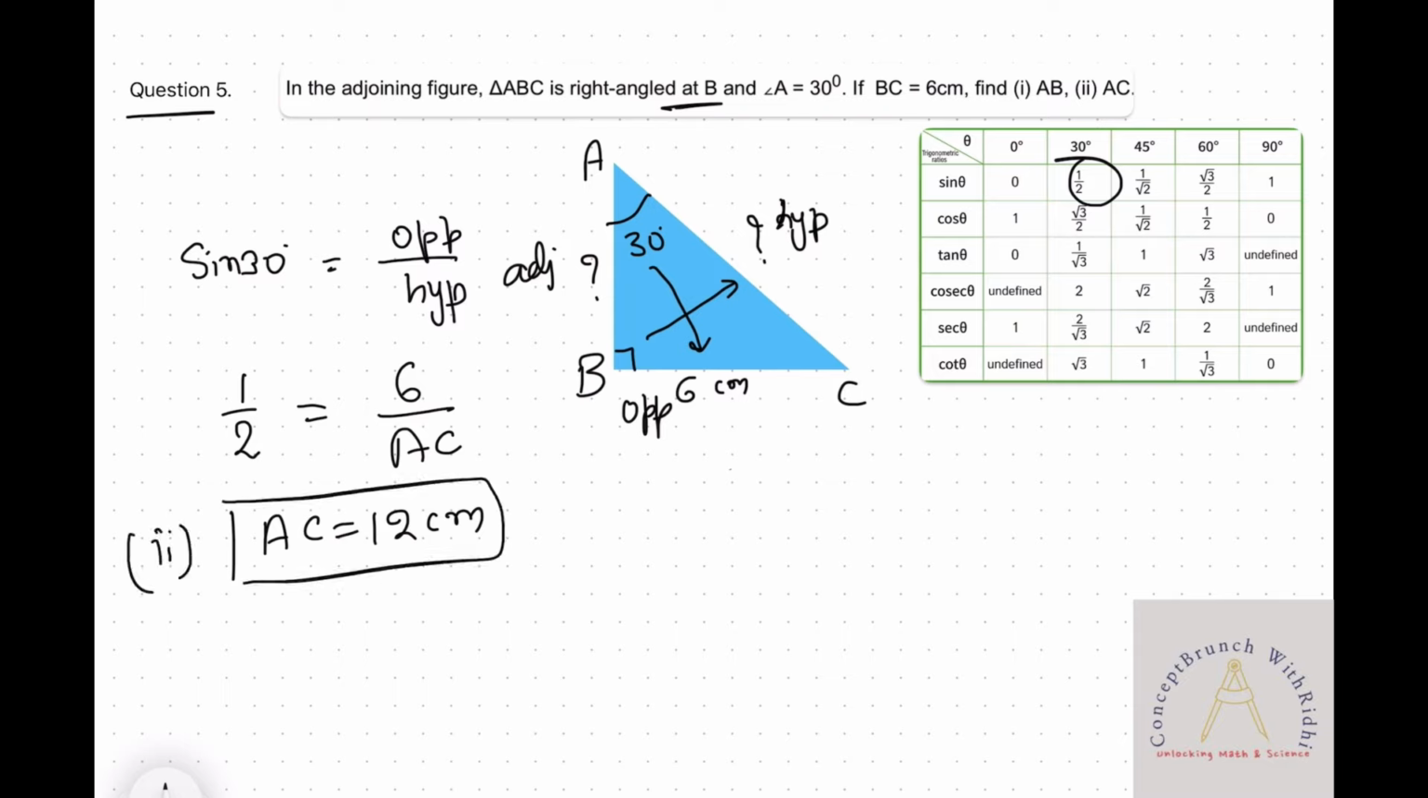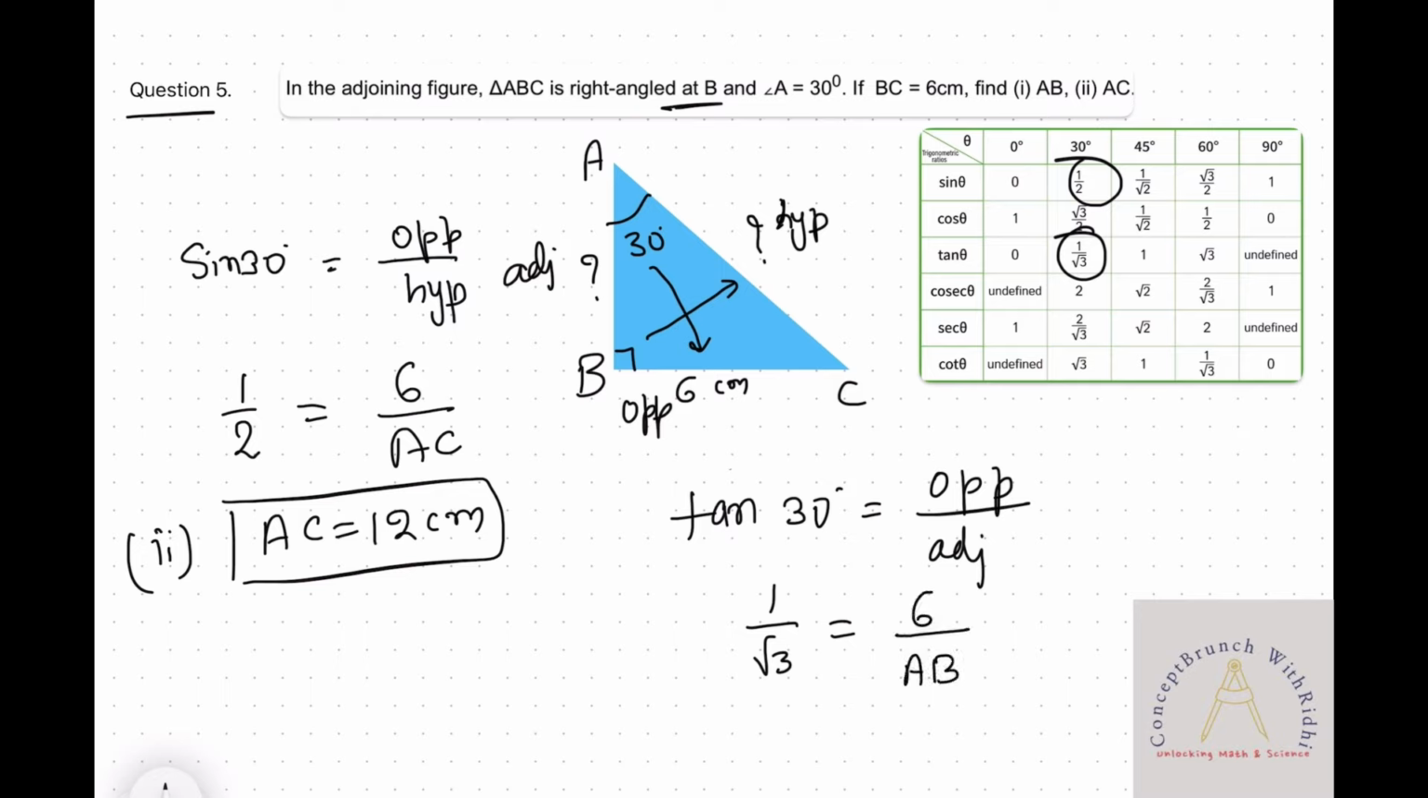Now we know the hypotenuse, so we can apply tan, or we can apply even the sine also. Anything is okay. Okay, so let's apply the tan. Tan 30 degree is equal to opposite divided by adjacent, right? Tan 30 is what? 1 over root 3. So 1 over root 3 equals, opposite is what? 6. And adjacent is what? Basically AB. Again, we can apply the cross multiplication here and find the value. AB is going to be 6 root 3 centimeter. Okay.